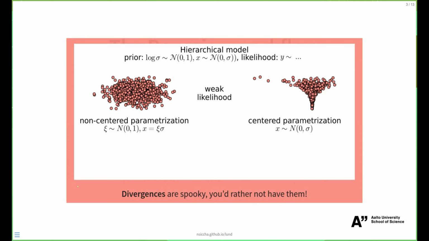And then what HMC, for example, would tell you is that you had some divergences. These divergences are in some sense spooky, because you know that there's something lurking down there in the cellar, but you're not quite sure what it is and whether it will impact the decisions that you want to make.